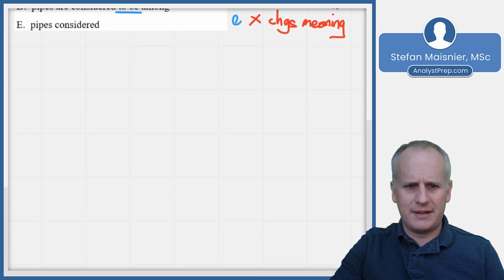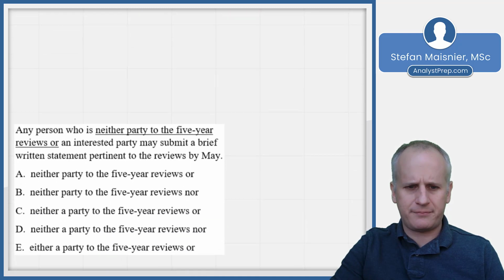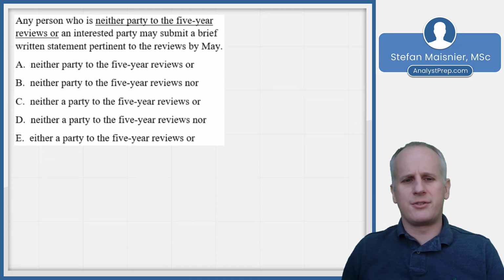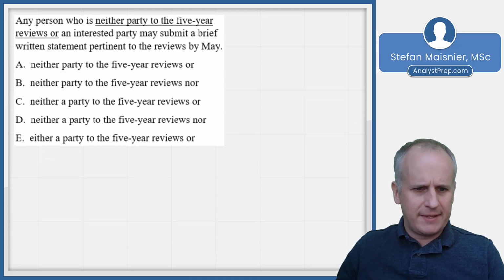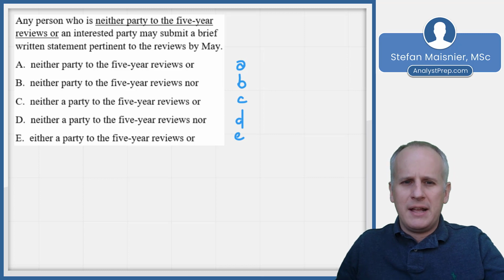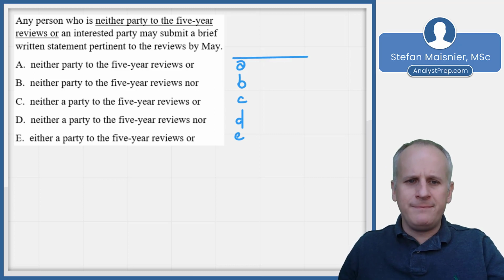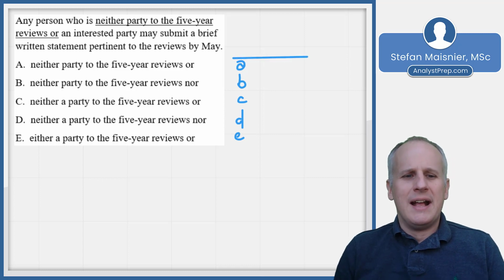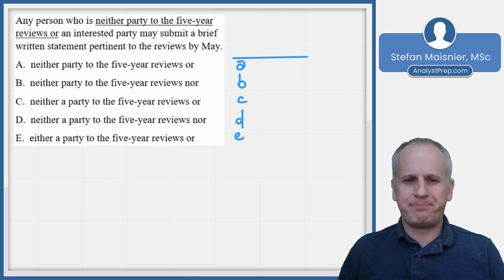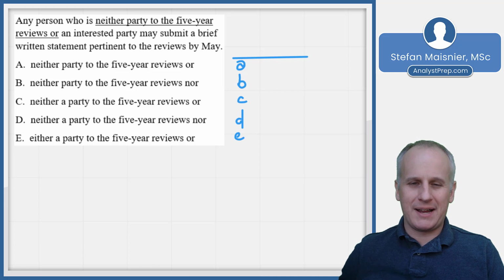So if we scroll on down, we'll take a look at one more sample sentence correction here. Setting up the scratchpad, as always, we've got A, B, C, D, E, once again with our little line over top. Reading this at the outset, we've got: any person who is neither party to the 5-year reviews or an interested party may submit a brief written statement pertinent to the reviews by May.